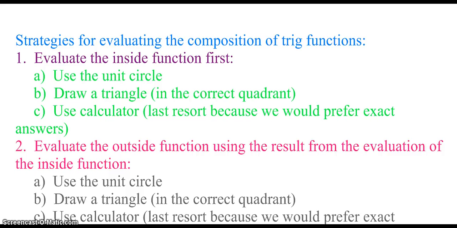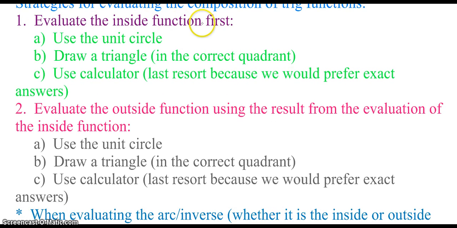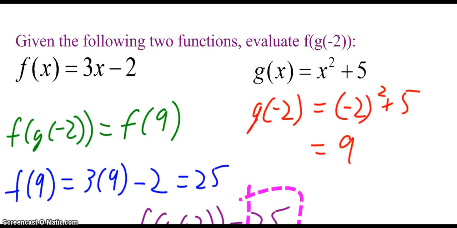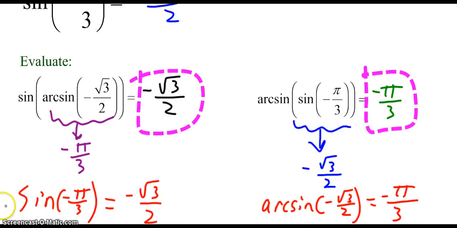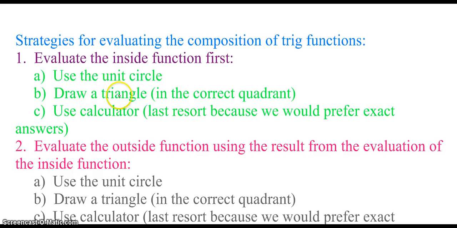Okay, so some strategies for evaluating the composition of trig functions, because they're not always going to be inverses of each other. First, evaluate the inside function. So that's what we did here. I evaluated the g of negative 2 first, and in this case I evaluated the arc sine of negative root 3 over 2 first. Here I evaluated the sine of negative pi thirds first. So evaluate the inside function first.